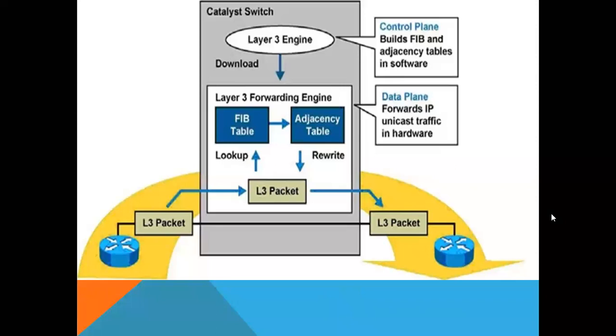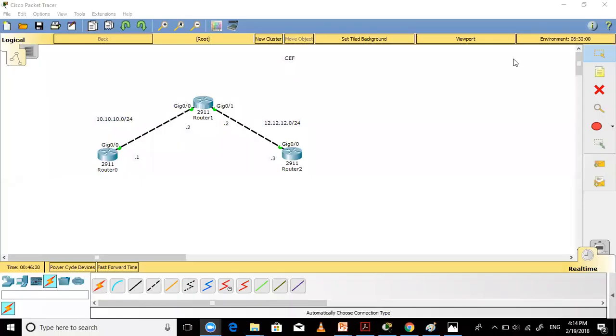Now to verify CEF, let's take a small example with a small lab. This is the lab we are using for verification of CEF, Cisco Express Forwarding. We are taking three routers here: router 1, router 2, and router 3. These are the IP addresses that you can see here on the screen. We are using the 10.10.10.0 network and the 12.12.12.0 network. For routing, we have configured EIGRP already. The IPs are configured, EIGRP is configured.